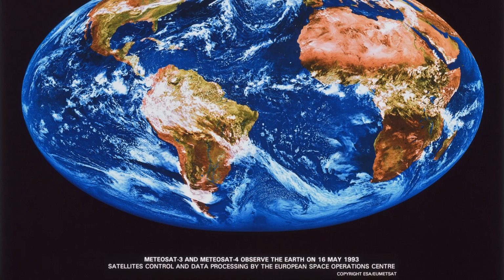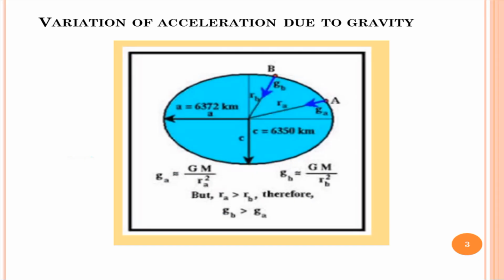Though we know that the earth is spherical in shape, at the equator the radius of the earth is slightly more and at the poles it is slightly lesser. Therefore, at different positions on the earth, due to its shape, the value of acceleration due to gravity g keeps on changing. Suppose I mark two positions A and B on the earth. Here A is very near to the equator, where the radius of the earth is more. The radius of the earth is approximately taken as 6,400 kilometers.